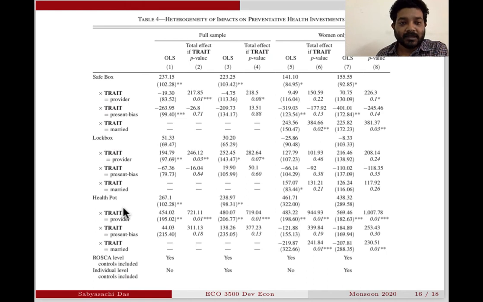The effects are kind of similar for women as well. If you look at the women only sample, the effect is similar. So basically what you have is that present biasness seems to be an important feature that affects people's ability to save money even with this very simple treatment. But if you add social pressure to it, being a member of this kind of savings collective can overcome this kind of present biasness.